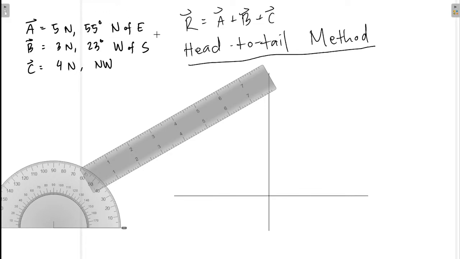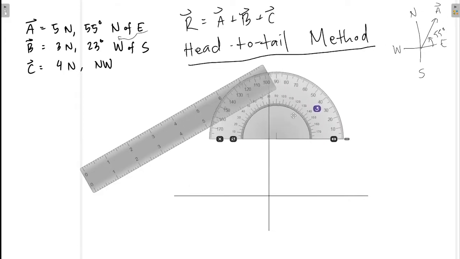Now, saan kaya nakaturo itong ating vector A na ito? Ano kaya yung direction niya? So, if we use these four directions, we have north, east, south, and west. So, 55 degrees north of east means, galing sa east, we will go towards north. So, papunta tayong north by 55 degrees. Okay? So, from east, punta tayo na by 55 degree. Ganito yung itsura ng ating vector A.